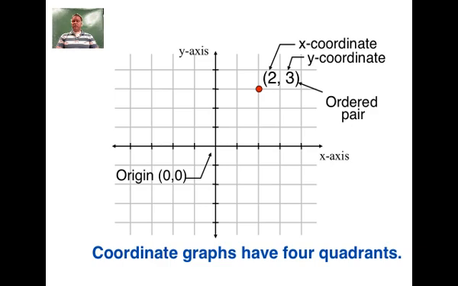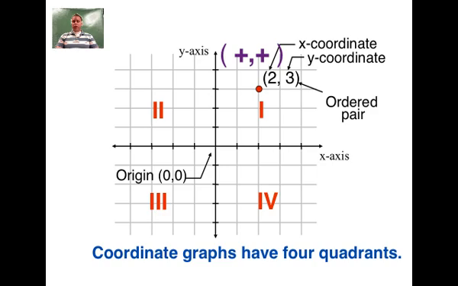Now the coordinate graphs have 4 quadrants. The first quadrant is the one that you probably learned when you were first starting out graphing, and that's the one where they're both positive. And so that's the top right. The top left is your second quadrant, bottom left is your third quadrant, and finally the bottom right is your fourth quadrant. So we're basically going in a counterclockwise motion.